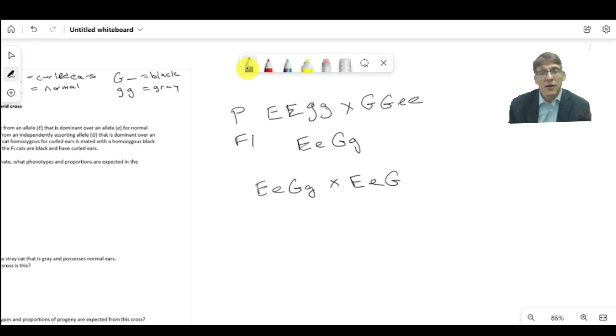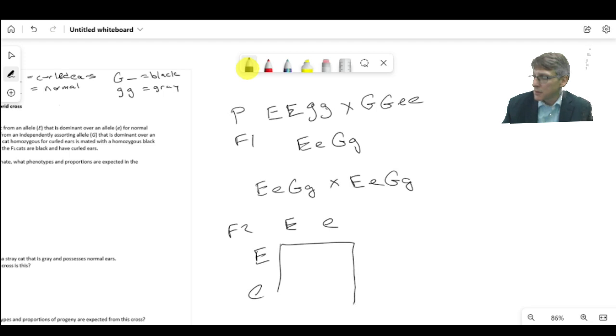Now these are independently assorting alleles, so we can consider the E gene separate from the G gene, and so we can calculate probabilities for the offspring in the F2 generation independently for the E and the G. So in order to do that, we can just set up a quick and easy Punnett square to see what our probabilities would be for each of the genotypes.